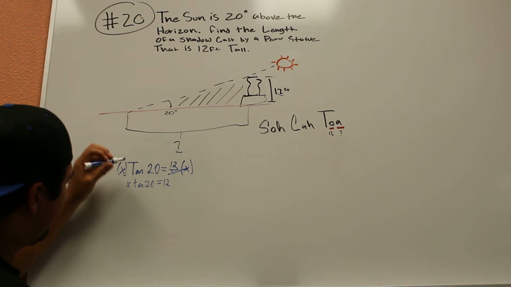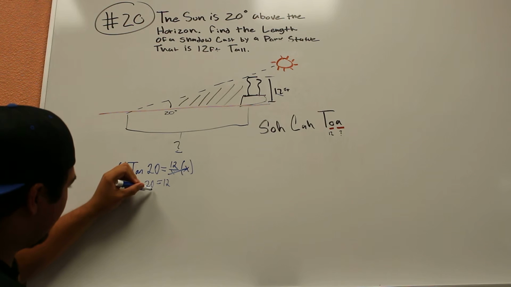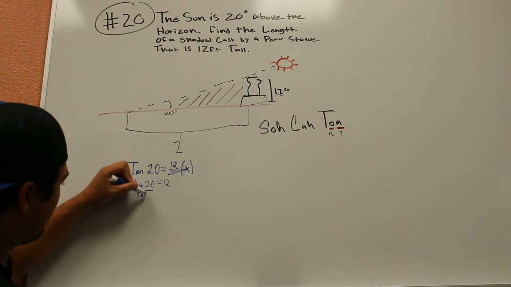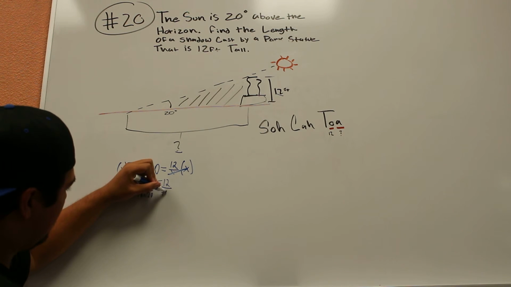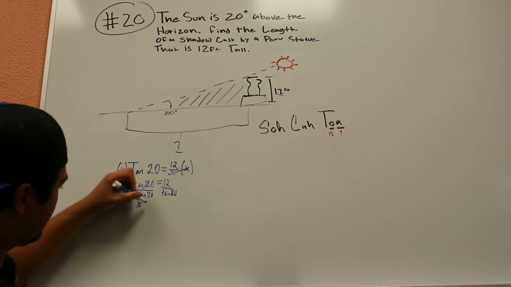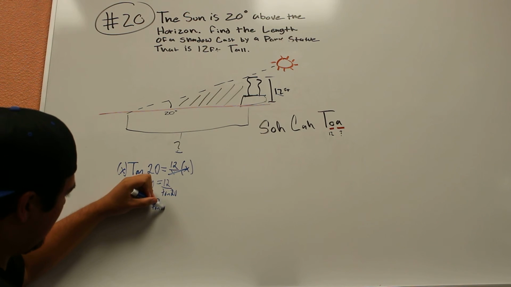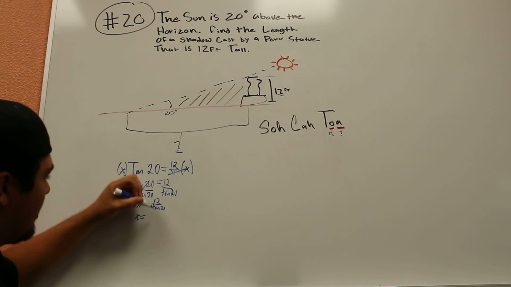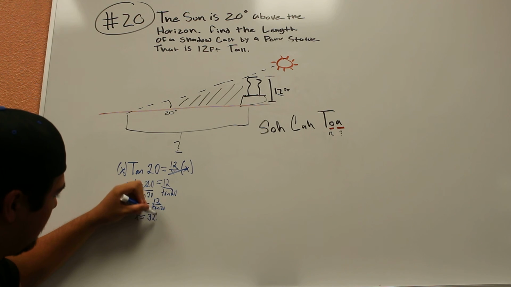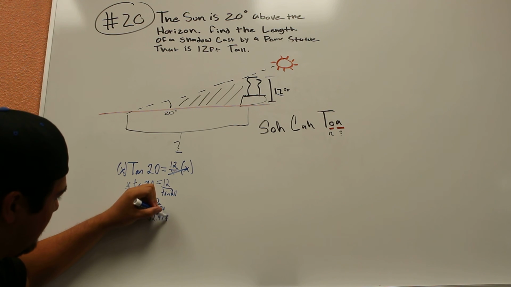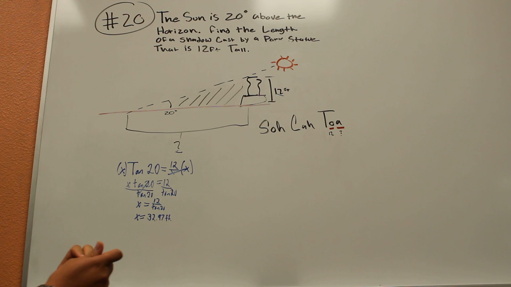To get x by itself even further, we'll divide both sides by tangent of 20, which will then cancel out here, making it x equals 12 over tangent of 20, which also equals, when you use your calculator, it'll come out to 32.97 feet. And that is the answer to our problem. All right, awesome.